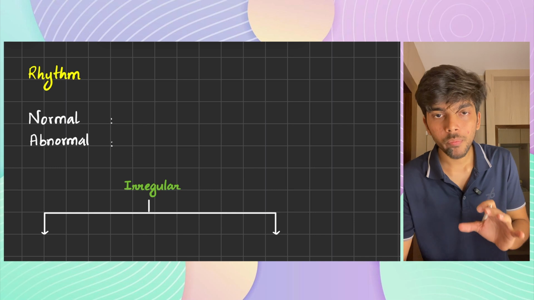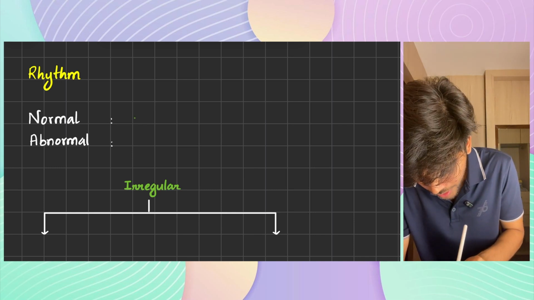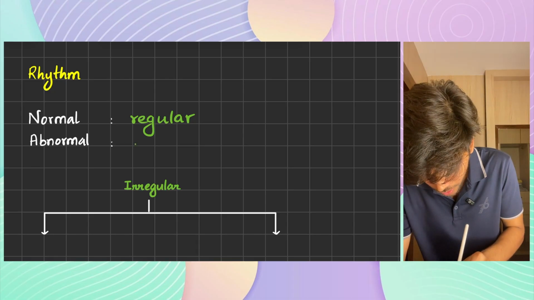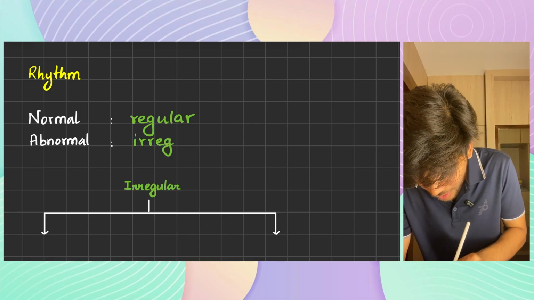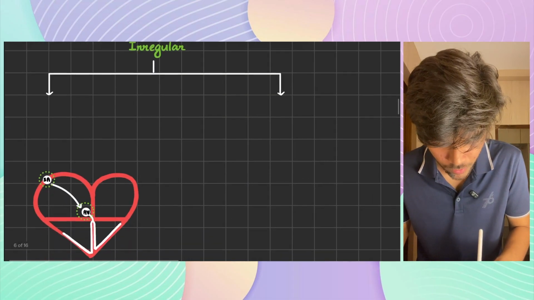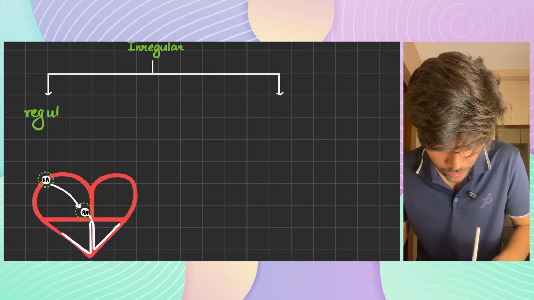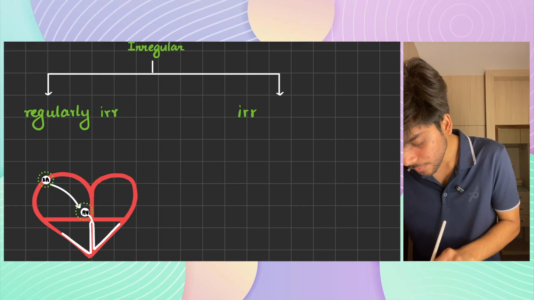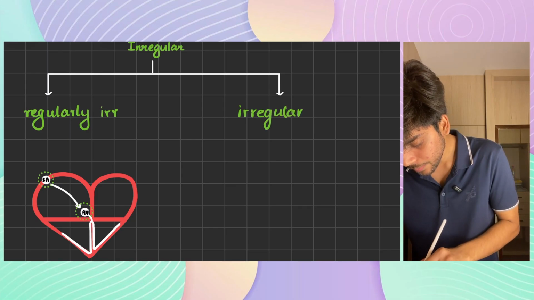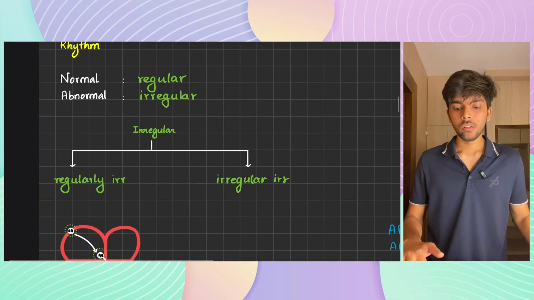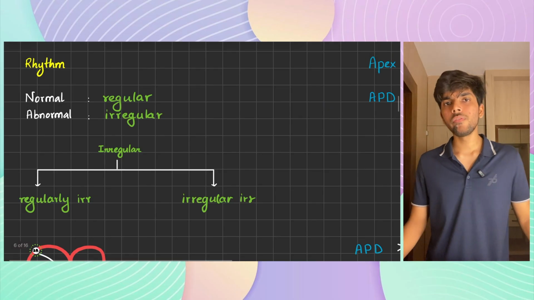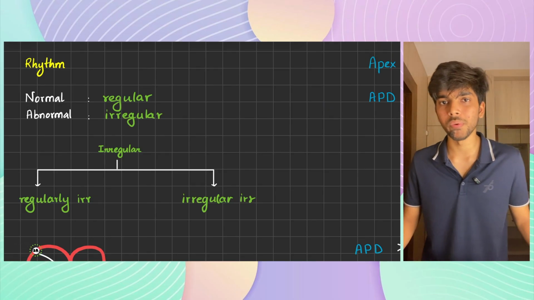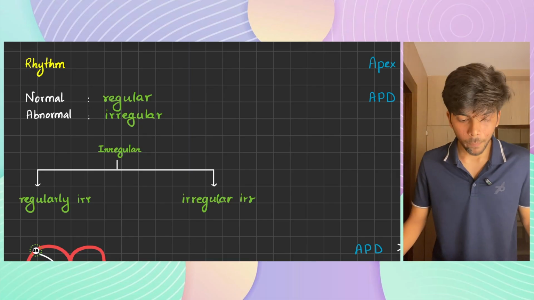The normal rhythm of pulse is regular in nature. Abnormal rhythm is irregular. Irregular pulse can either be regularly irregular or irregularly irregular. How can you differentiate between regularly irregular and irregularly irregular? A bit of a tongue twister for you.